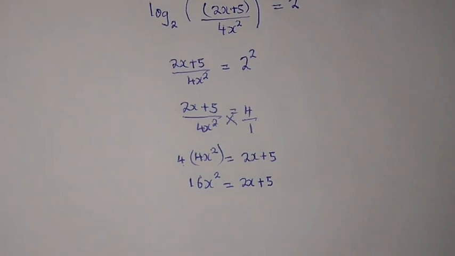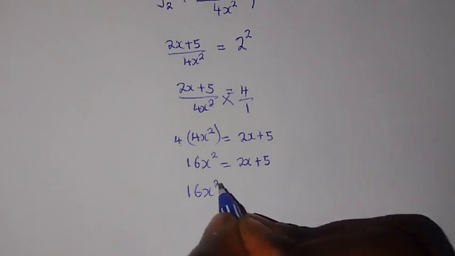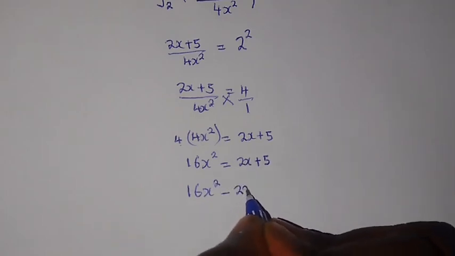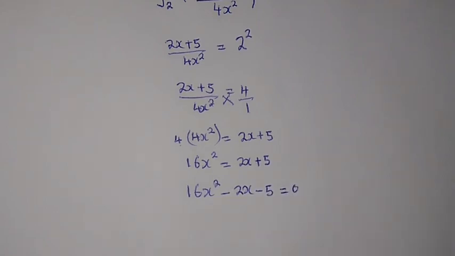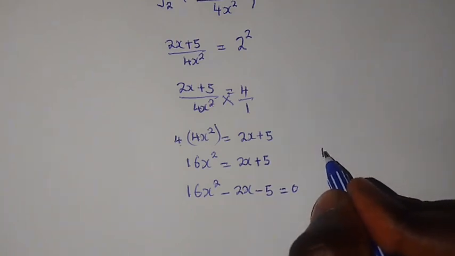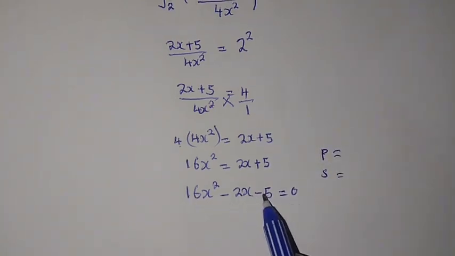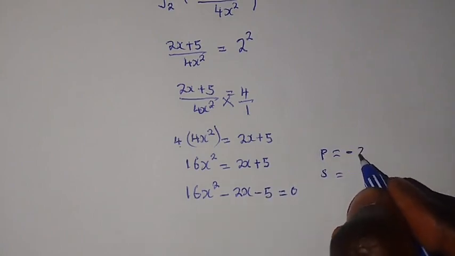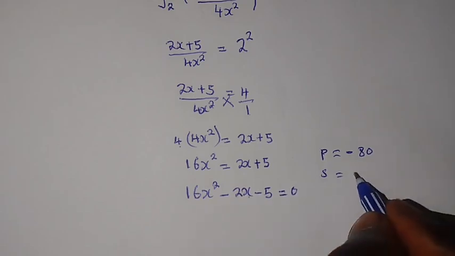So we can just write it like this: 16x². This becomes negative 2x. This becomes negative 5 equal to 0. So we have a quadratic here. So we are going to use the factorization method. So 16 times negative 5, this gives us negative 80. Then the sum will get the coefficient of this x, which is negative 2.